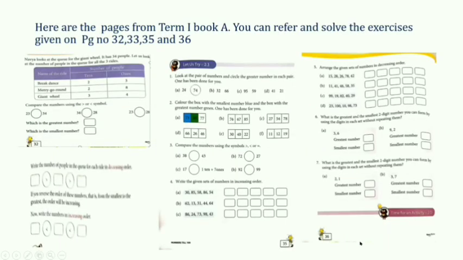Here are the pages from Term 1 Book A. You can refer and solve the exercises given on page number 32, 33, 35 and 36.